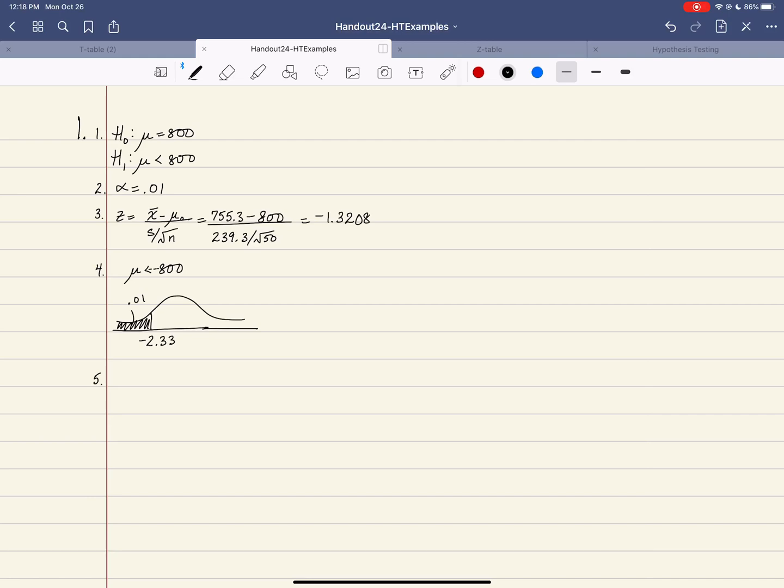All right. So now for step 5, I'm going to take negative 1.32 and see where it falls in comparison to negative 2.33. So it's centered at 0, and negative 1.32 will fall right around there, okay? So as we can see, it doesn't fall in the shaded region or the rejection region. So our conclusion will be at 1% level of significance, we fail to reject the null hypothesis.